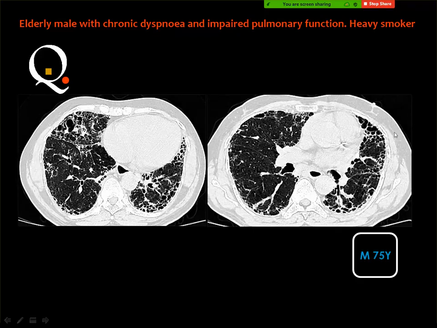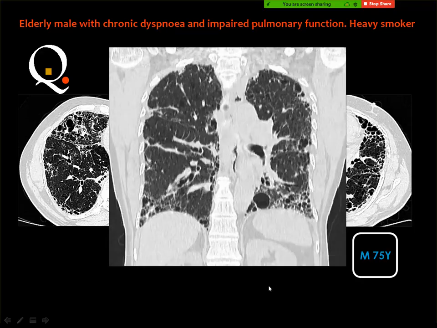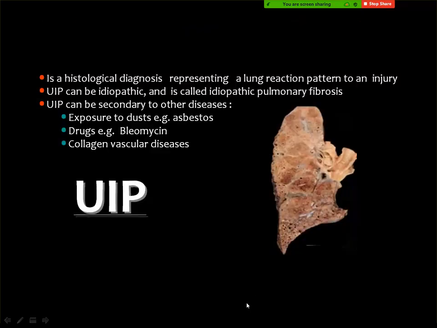The UIP. Yes, and this is usual interstitial pneumonia, or interstitial pulmonary fibrosis, with classic appearance. Interstitial opacities, honeycombing, traction bronchiectasis, all the full-blown picture. Usual interstitial pneumonia is the description of idiopathic pulmonary fibrosis if there is no cause for fibrosis.